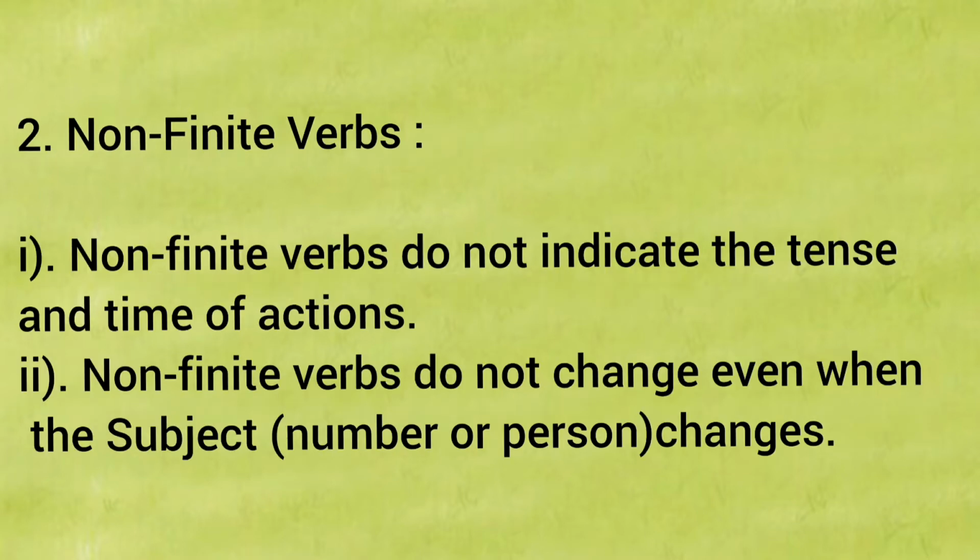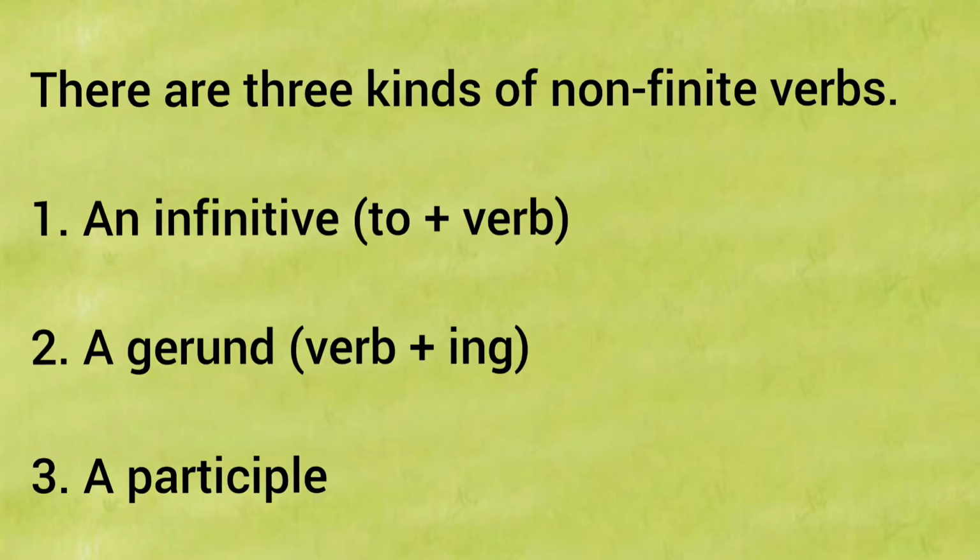Now let's see about non-finite verbs. Non-finite verbs do not indicate the tense and time of actions. Non-finite verbs do not change even when the subject changes. There are three kinds of non-finite verbs. They are infinitive, that is to plus verb form, gerund, verb plus ing form, and participle. Let's see one by one with examples.